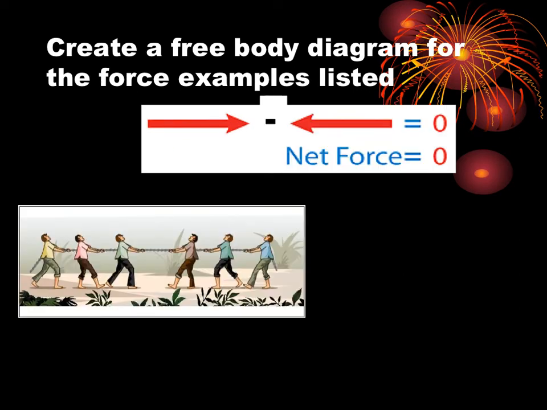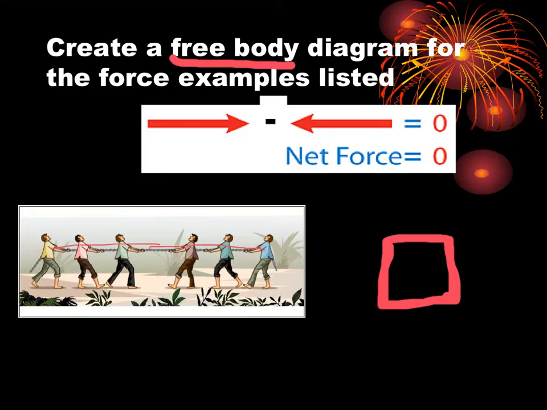Now these forces are represented in something called a free body diagram. To create a free body diagram, we always start with a box, and that box represents the object that the forces are acting on. In this case, the object is this rope. All the people here are pulling on the rope, so the rope has forces acting on it.